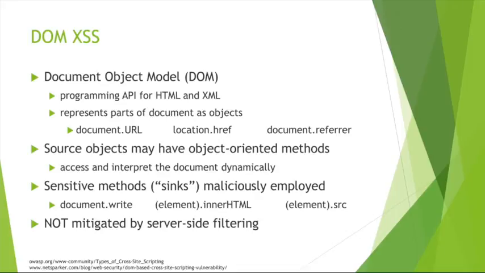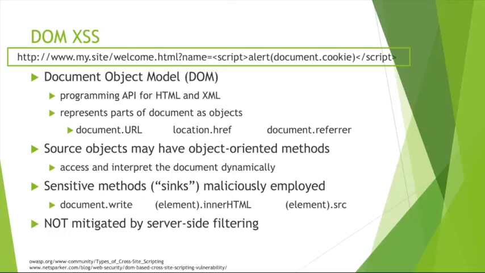DOM XSS is particularly nasty because it's not mitigated by server-side filtering. None of the code leaves the browser. In this example, the victim's browser would parse the HTML page into the DOM, which contains the document object that has a URL property. When the parser reaches the script in the provided URL, it executes the script and modifies the website document itself, instead of relying on the document to explicitly display unfiltered data, or on that data being stored on the web server.